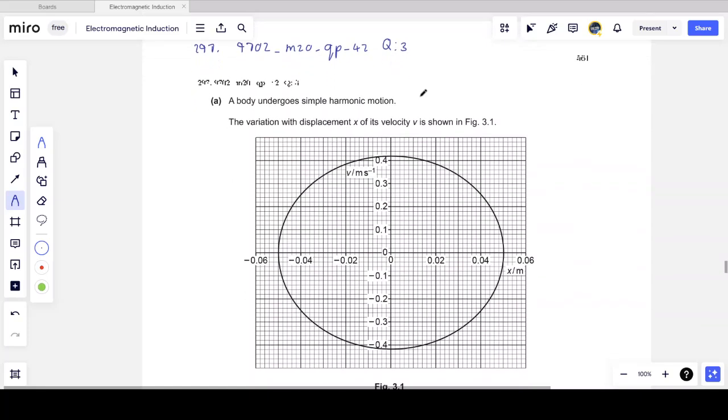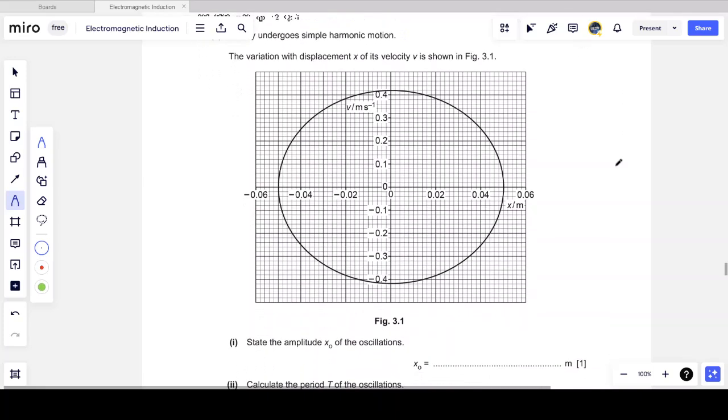Now you can see this is a very oscillation type question. It says a body undergoes simple harmonic motion. The variation with displacement x of its velocity is shown in the figure. We get a nice elliptical graph, and we are asked to state the amplitude x0 of the oscillations.